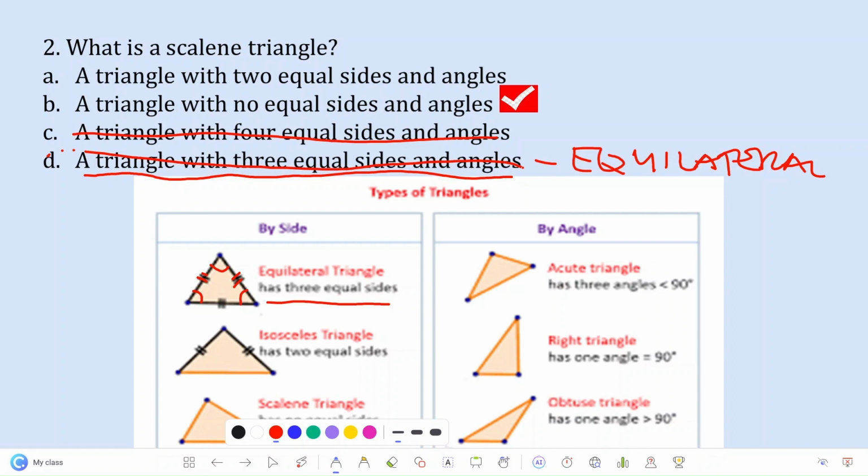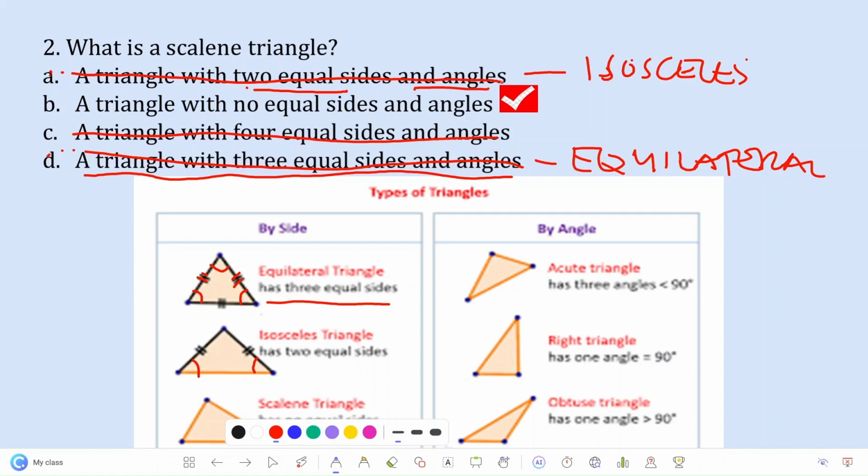Dalawa na lang. Ang pangalawa po, type ng triangle by side, is an isosceles triangle. Ang isosceles naman, dalawa ang kanyang equal sides at dalawa din ang equal na base angles. So, yan po ang isosceles triangle. So, makikita natin, ang definition niya ay nagfa-fall sa letter A, two equal sides and two equal angles. So, this is an isosceles triangle. Okay? So, alam na natin na hindi rin letter A ang sagot.